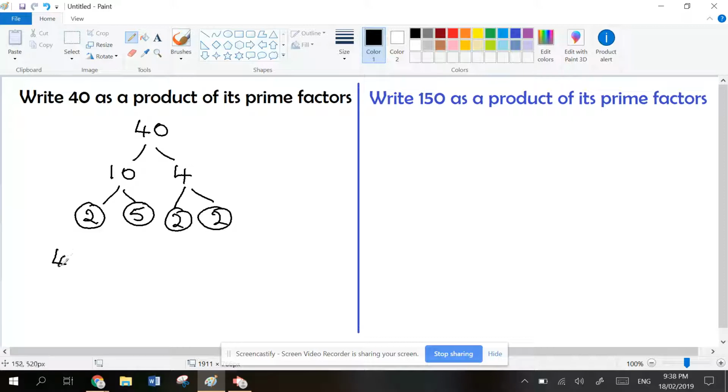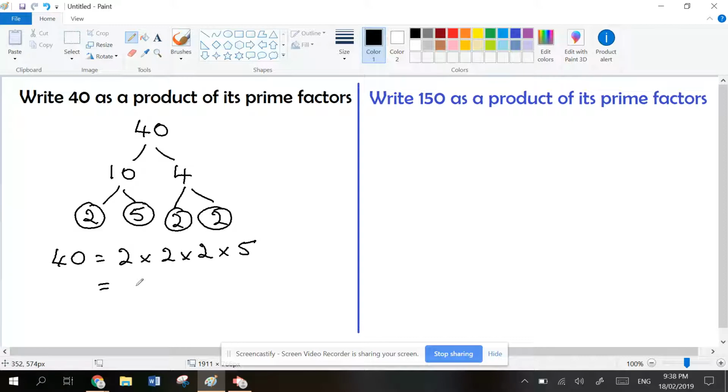So 40 can be written as a product, which means you're going to multiply, starting with the smallest numbers, 2 times 2 times 2, because there's 1, 2, 3 2s, and a 5. If you multiply them together, you're going to get 40, and these are the prime factors of 40.